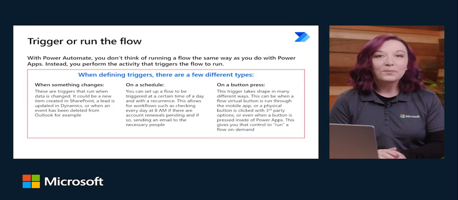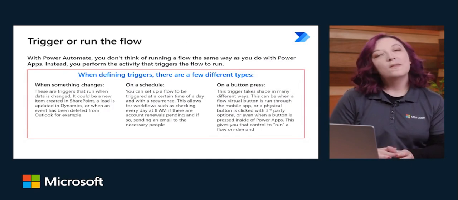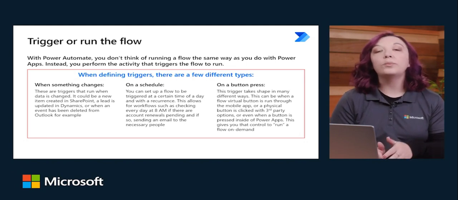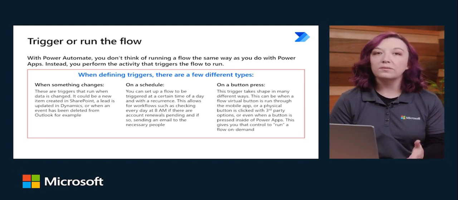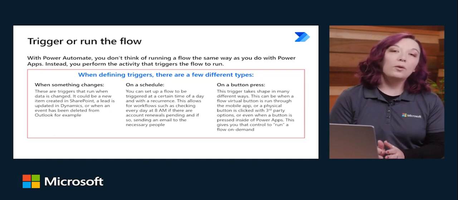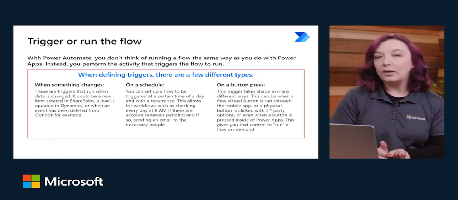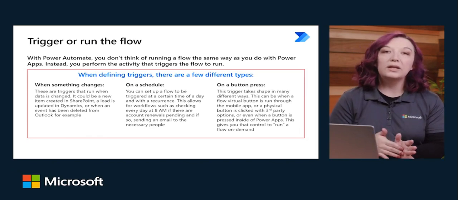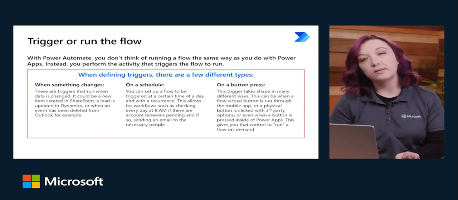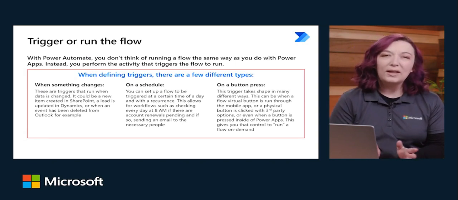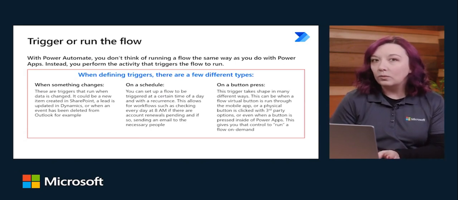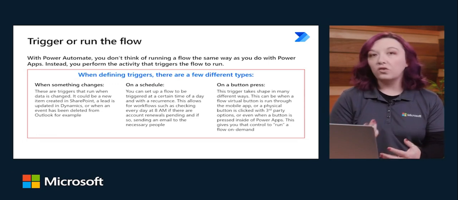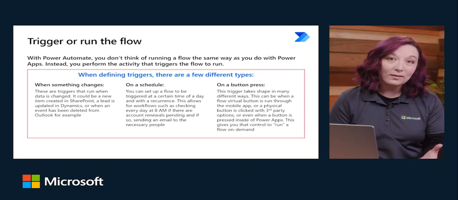With Power Automate, we don't think of running a flow the same way that we would something like Power Apps. Instead, you perform the activity that triggers the flow to run. In our previous examples, we mentioned that we can set up a flow so that a new email will start the action of creating a new file on OneDrive for Business. We don't have to manually keep an eye on it and run the flow when we see it. Instead, it runs on its own because the flow has a trigger that determines when it should run.